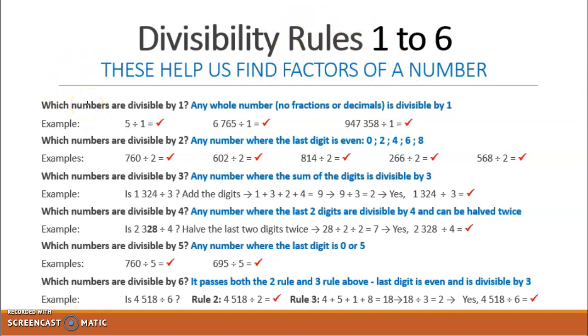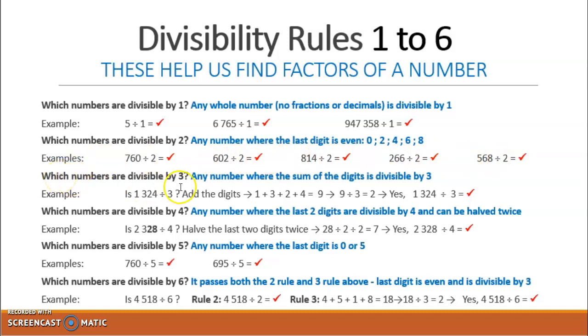Which numbers are divisible by 1? That is, any whole number that does not have fractions or decimals is divisible by 1. For example, 5, 6,765, 947,358. They are all whole without decimals, so they are divisible by 1. Next, which numbers are divisible by 2? That is, any number where the last digit is 0, 2, 4, 6, and 8. They are all divisible by 2.